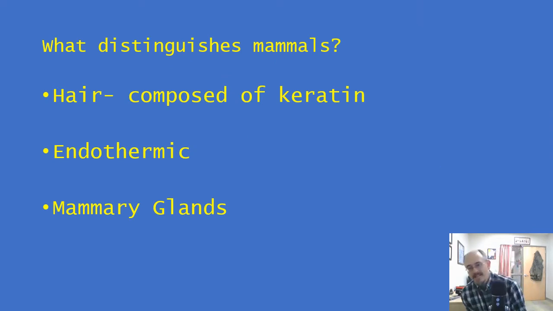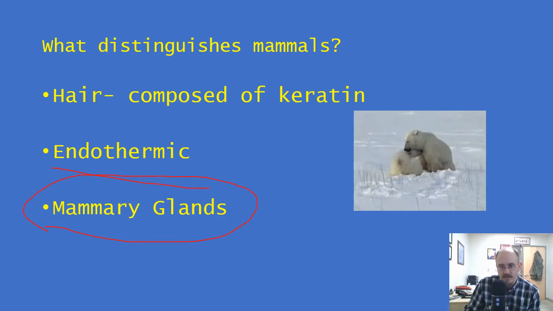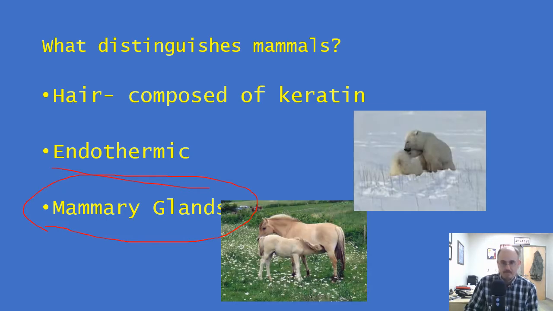So what makes us mammals? We know we're synapsids, but what makes us a mammal? Well, hair, also composed of keratin, just like reptile scales, just like bird feathers. That's because we're related. We are endothermic. Of course, we have a four-chambered heart as well. And where we get our name, mammals, we have mammary glands. We can produce milk to feed our young. I'm sure you're familiar with that.